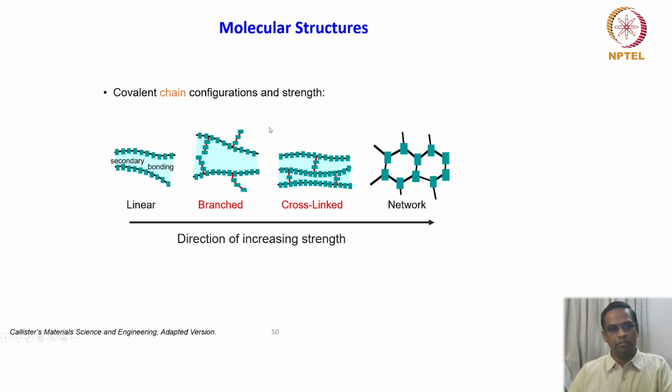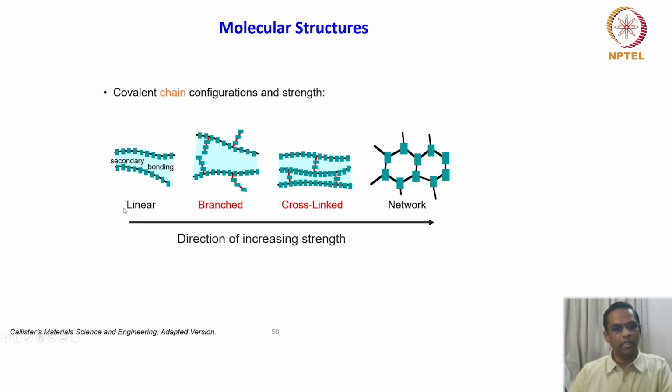We know that polymers are all made up of covalent chain molecules. So they are all covalently bonded in the inter-carbon link, but they are also bonded by secondary bonding between the two chains. Okay, that we have already seen in the introduction. But this chain configuration has got something to do with the strength.